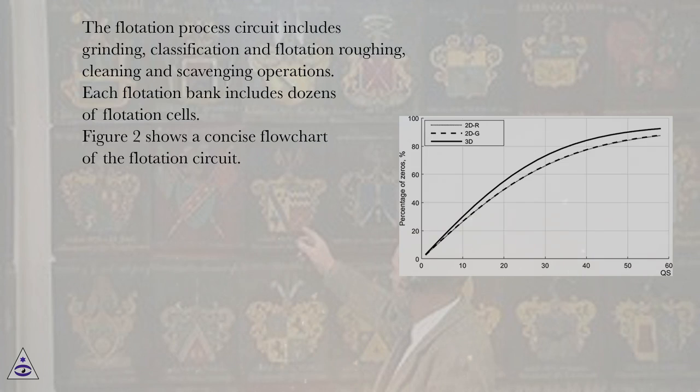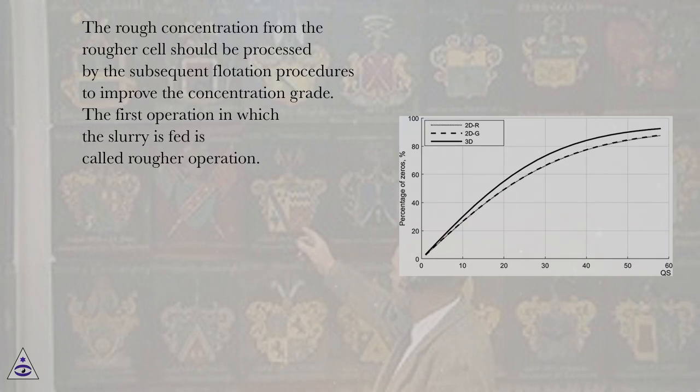The flotation process circuit includes grinding, classification, and flotation roughing, cleaning and scavenging operations. Each flotation bank includes dozens of flotation cells. Figure 2 shows a concise flowchart of the flotation circuit. The rough concentration from the rougher cell should be processed by the subsequent flotation procedures to improve the concentration grade.